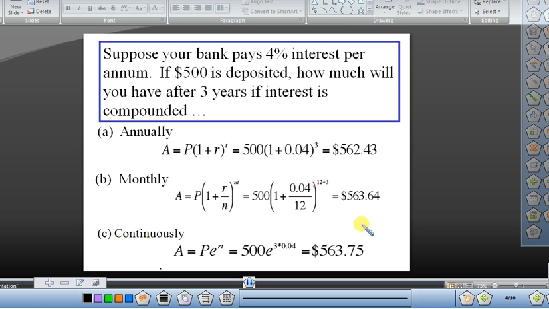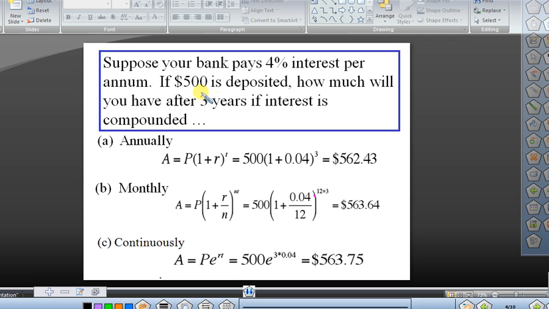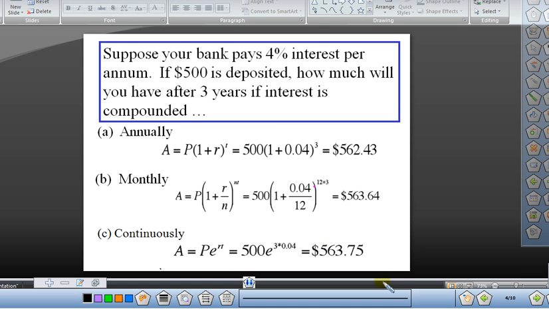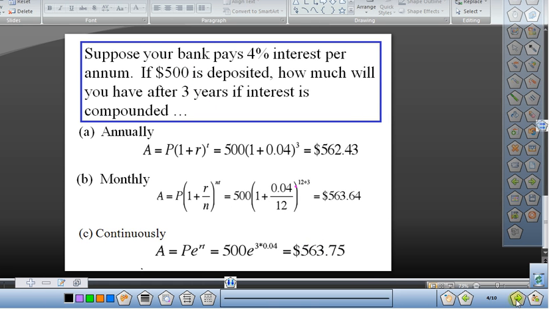So you might be asking, why bother? Well, this is a small amount of money over a short amount of time, and that's the reason. When you start adding money and adding years, it begins to make a significant difference.